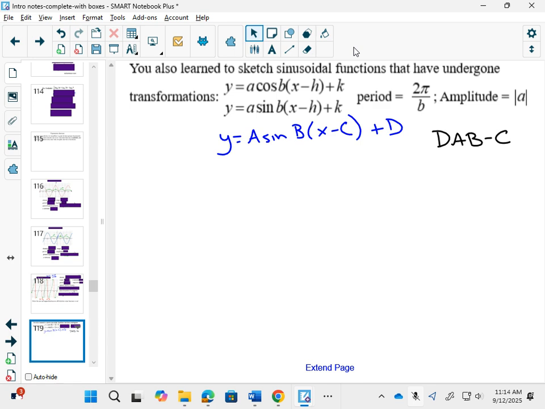Some formulas to remember: your b value helps you find your period because your period is always 2 pi divided by your b value for sine and cosine. For tangent, it would be pi divided by your b value because tangent has a different period. And your amplitude is always positive. So if there's a negative out in front, that doesn't mean your amplitude is negative, but your amplitude is always your a value, but just the positive of it.